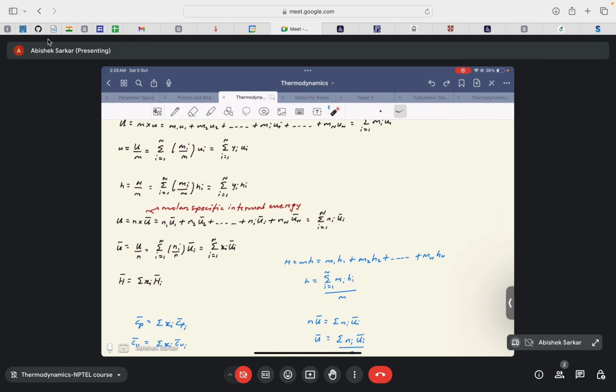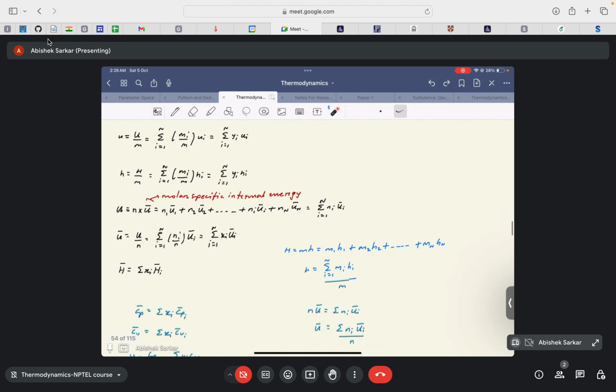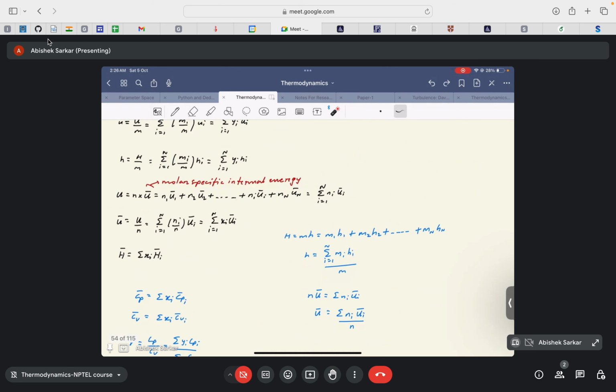Then we can write U bar as the summation of Xi into Ui bar, where i varies from 1 to n. A similar understanding lets us define capital H bar, the molar specific enthalpy, as the summation of Xi into Hi bar, where i varies from 1 to n, considering that we are dealing with a mixture of n number of gases.